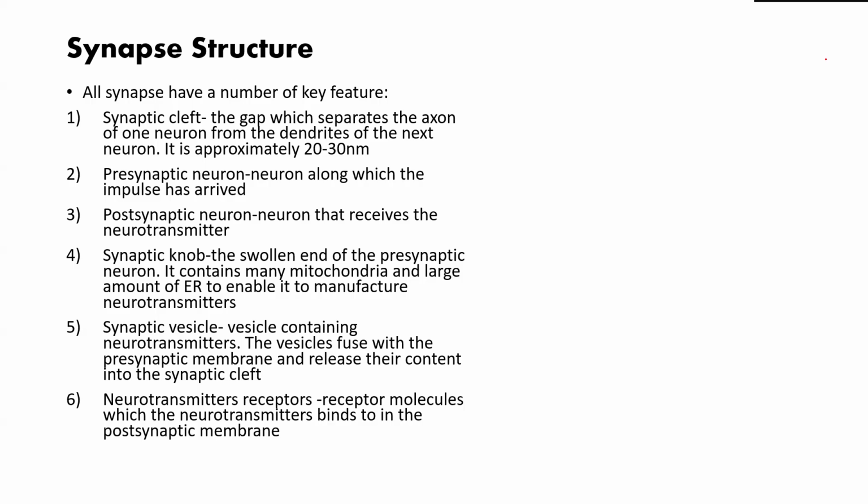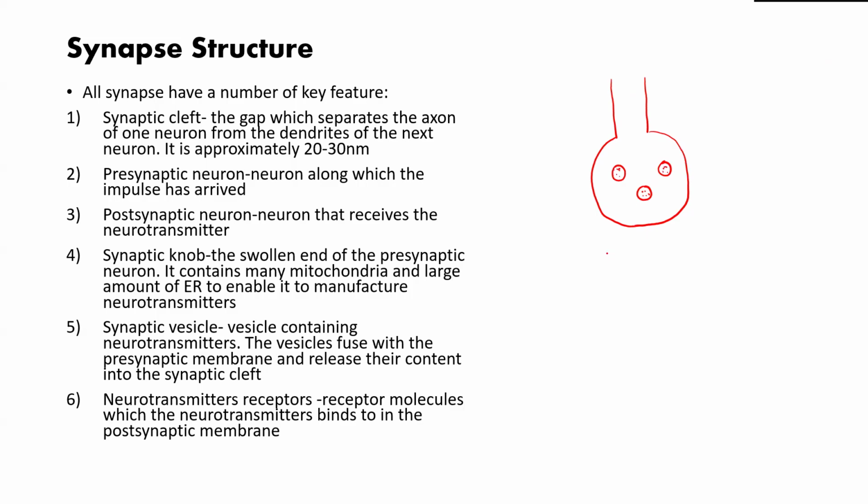In this video, we are going to study the synapse. Now see, this is the axon terminal, which is swollen to form a synaptic knob, which has synaptic vesicles, and these synaptic vesicles are filled with neurotransmitter.